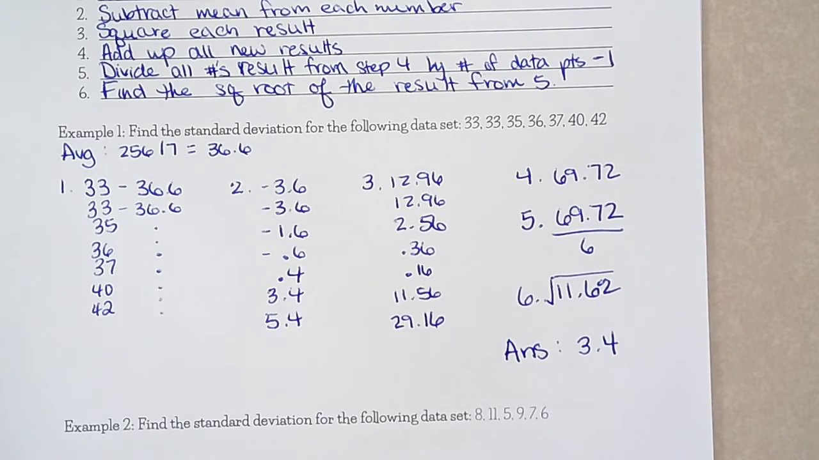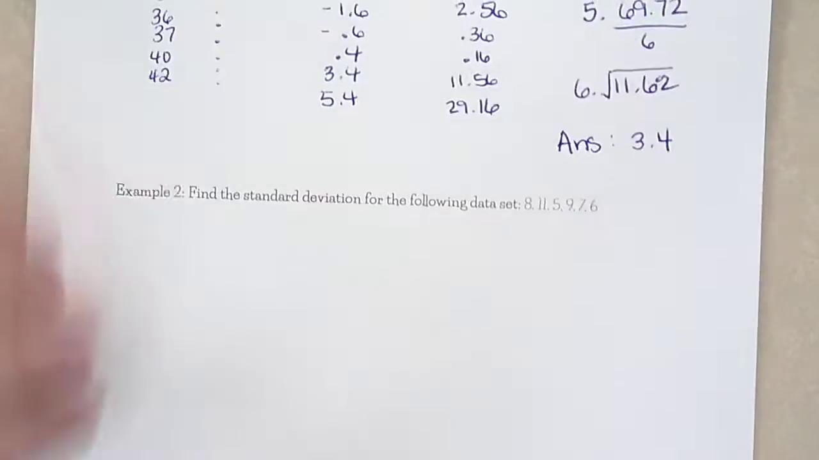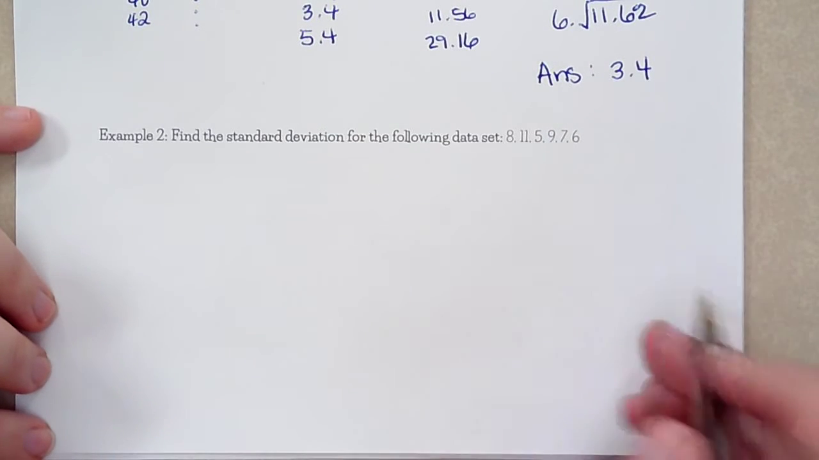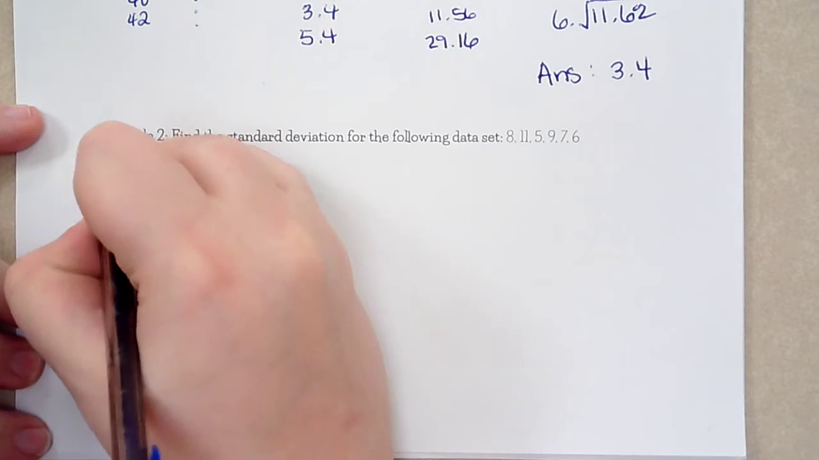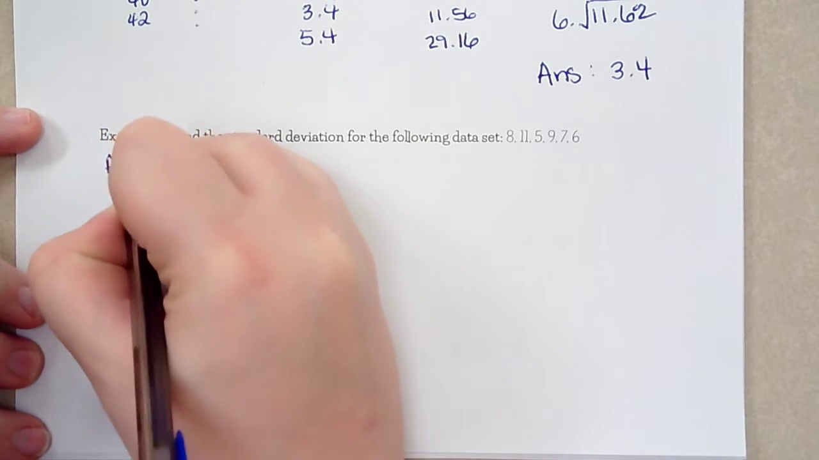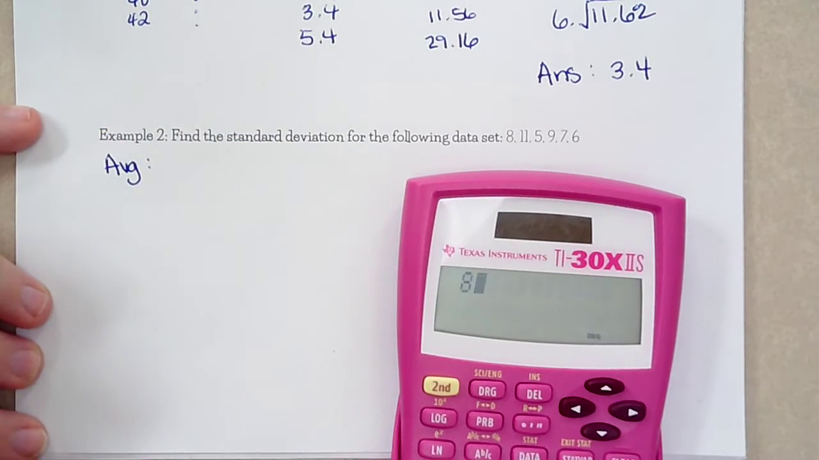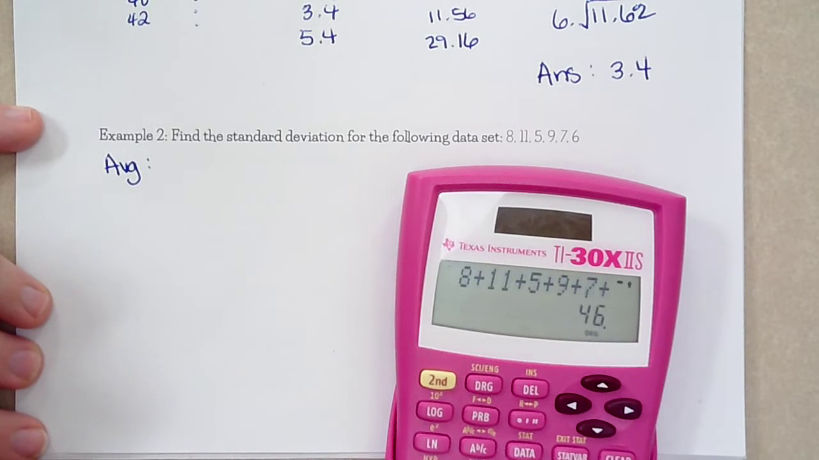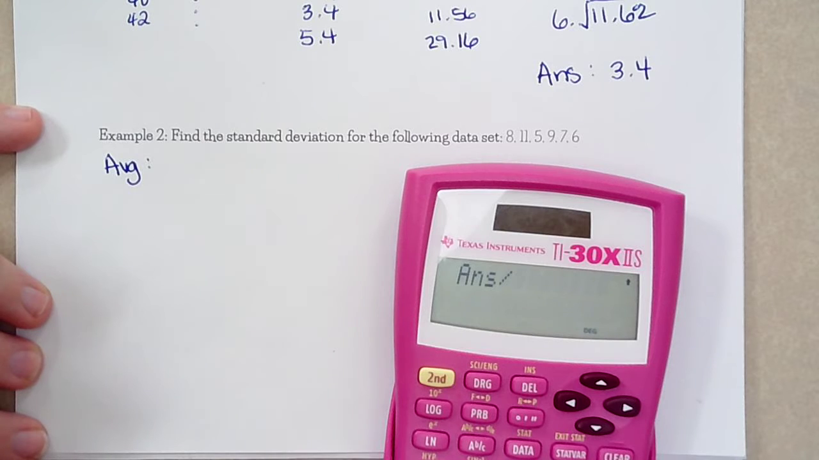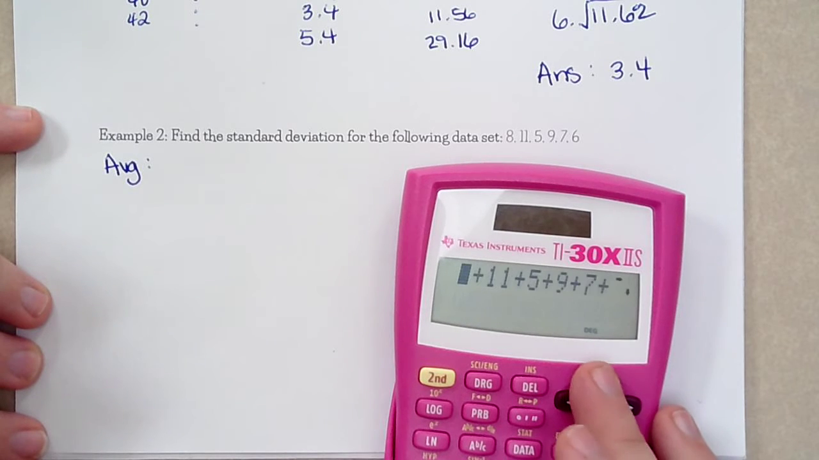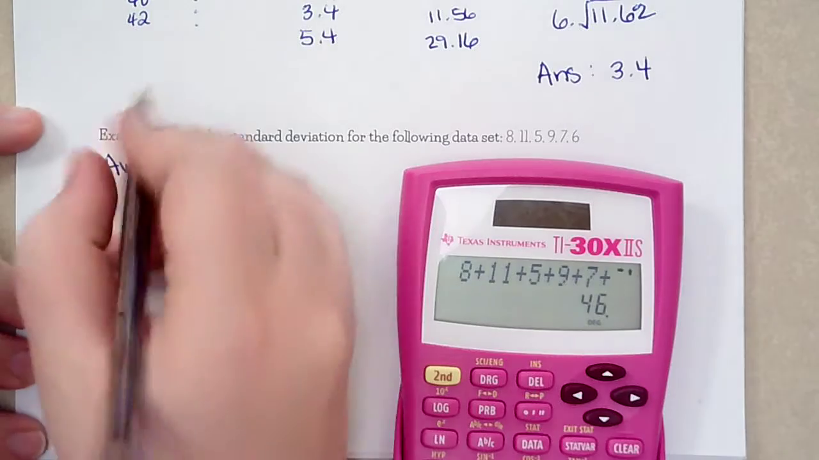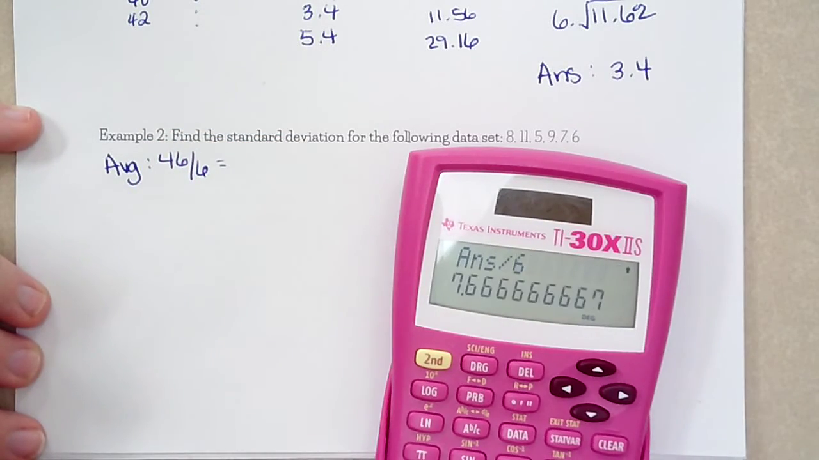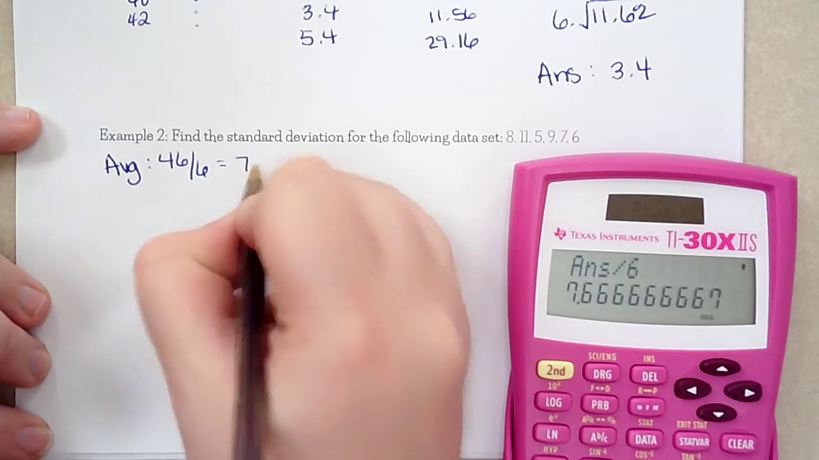Hey Tech Math, I hope you paused the video and checked out how to do standard deviation on your own. I'm going to show you that process again with a little bit smaller data set. So the first thing I need to do is find the average of this set of numbers. 8, 11, 5, 9, 7, 6, divided by 6 total data points. So 46 divided by 6 equals, we're going to do 7.7 just for the sake of it.